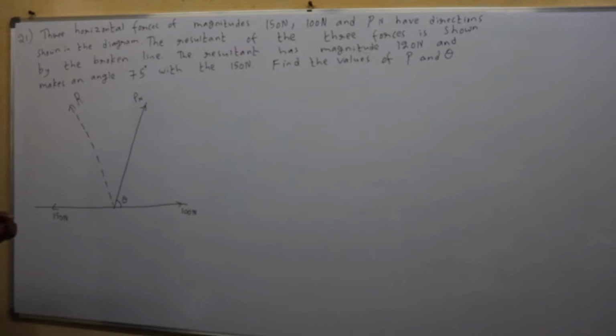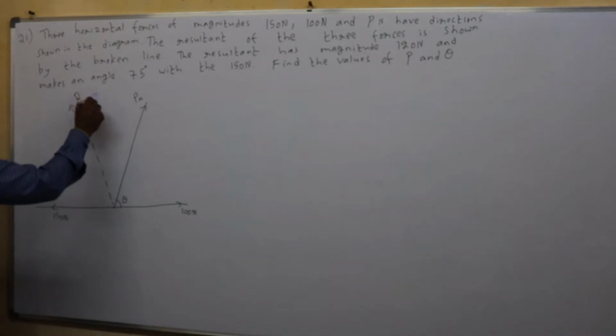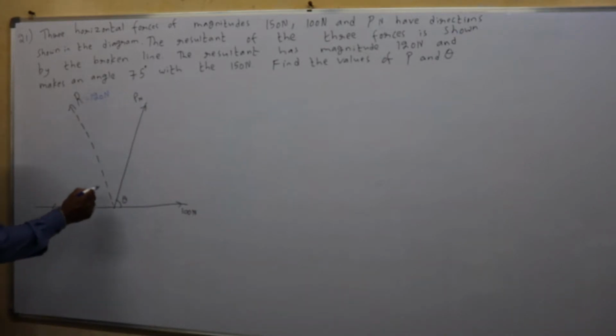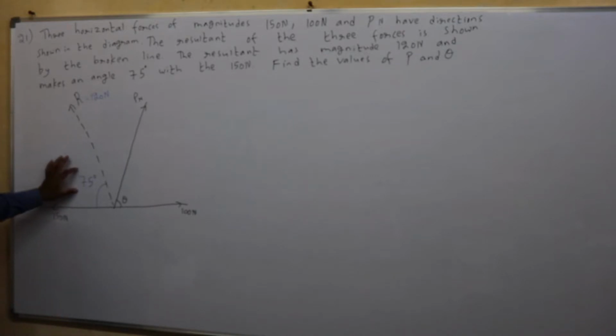The resultant has magnitude 120 newtons. So this is 120 newtons and makes an angle of 75 degrees with the 150 newton force. That means here the angle is 75. So this angle is 75. Find the values of P and theta.